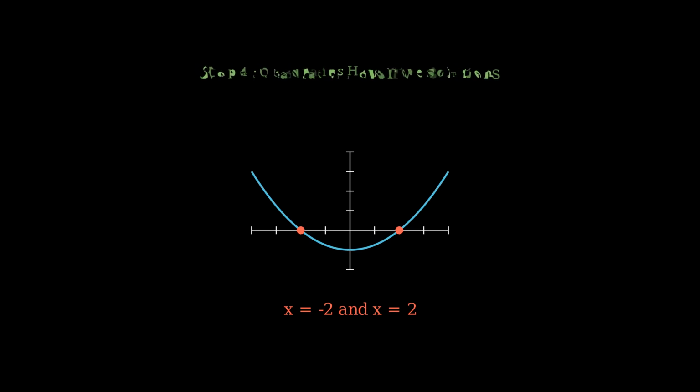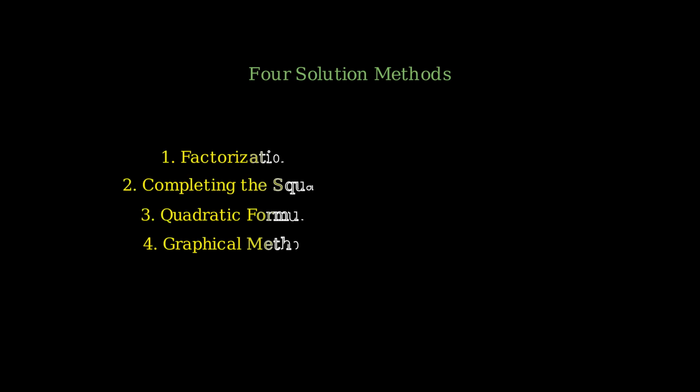There are four main methods to solve quadratic equations. These include factorization, completing the square, using the quadratic formula, and graphical methods. The quadratic formula shown here is particularly useful as it works for any quadratic equation.